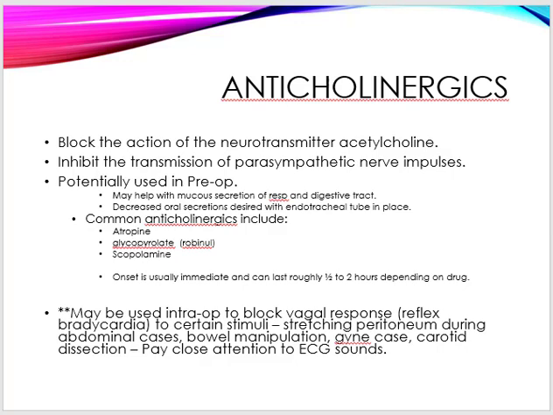Newer anesthetics seem to cause less salivation, so the need for pre-op anticholinergics has decreased. They can also be used to decrease cardiac response to the vagal nerve response that we see with manipulation of the bowel, the peritoneum, and the carotid. So remember that vagal nerve response ends up causing bradycardia in our patients. Some examples include atropine, glycopyrrolate, and scopolamine, which is also an antiemetic.